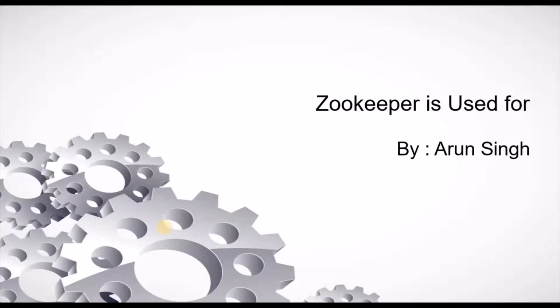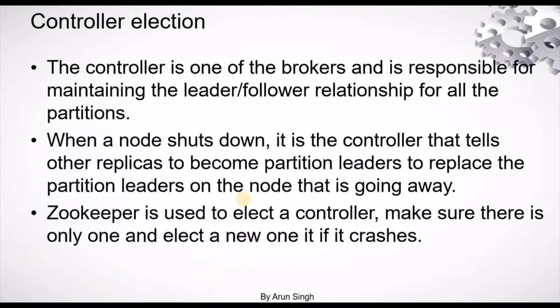Till now we have seen the Kafka cluster and the role of Zookeeper. But what exactly is Zookeeper doing at each instance? First is the controller election. What is this controller? In a Kafka cluster, we have a node or a broker which becomes a controller. Who will make it the controller? Zookeeper will make it the controller.